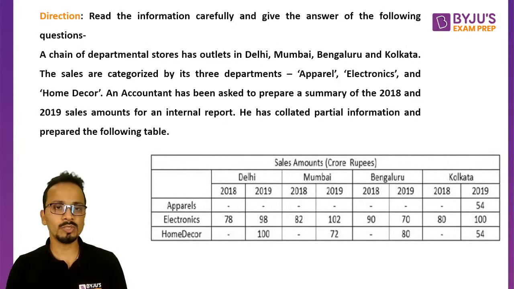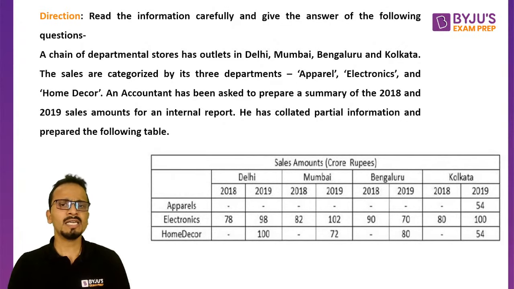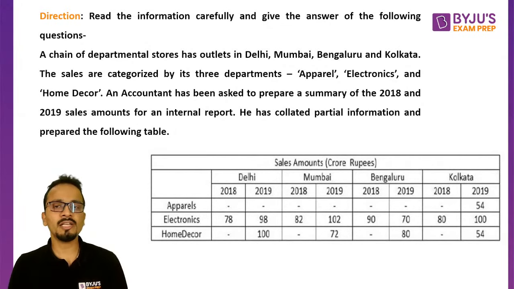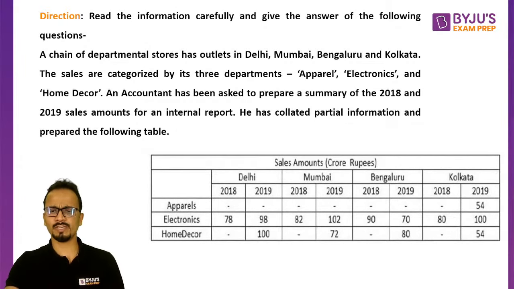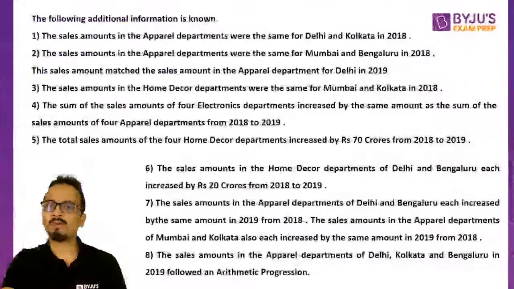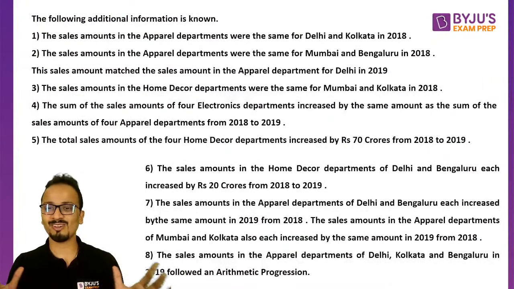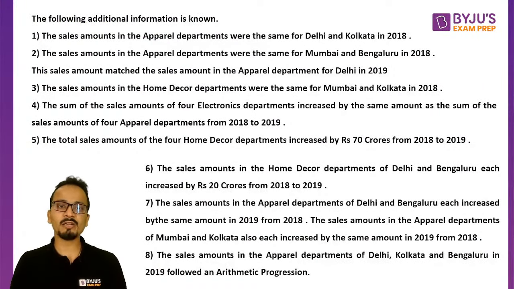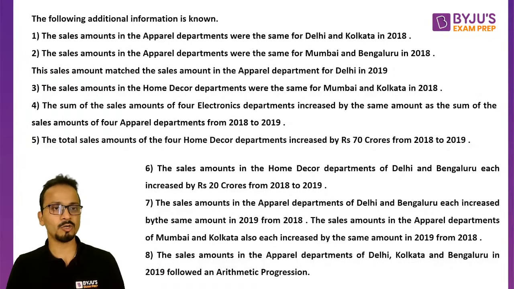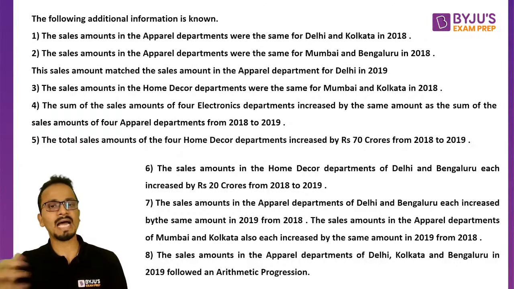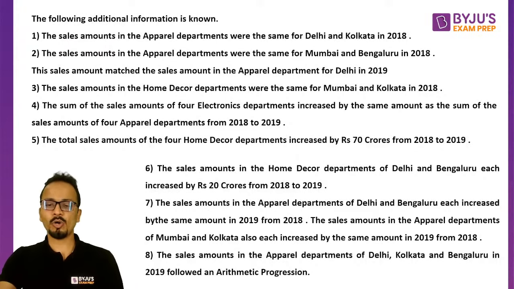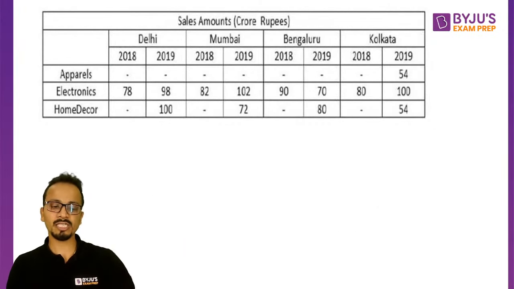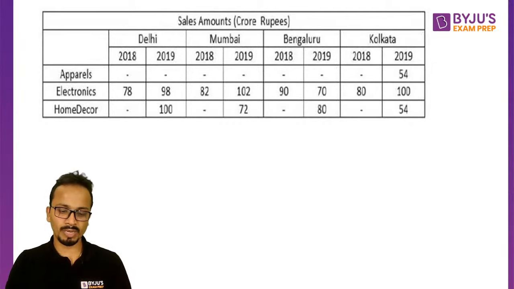Now, this person who is asked to collate this data collated partial information and prepared the following table. Okay, so this is the table in front of us with some extra information. Now, this is not some, this is a lot of information. So there are 8 pointers which are given. Now, using these 8 pointers, we'll have to fill that table, and then once the table is filled, our job is done. Okay, so I have made this table on the blank screen. So let's fill this table one by one.